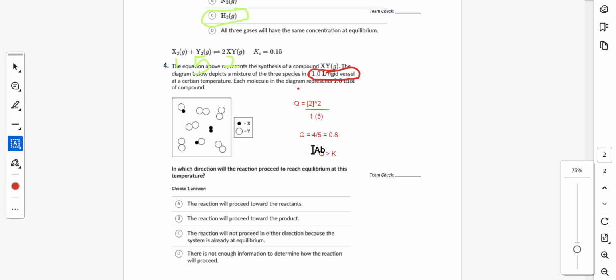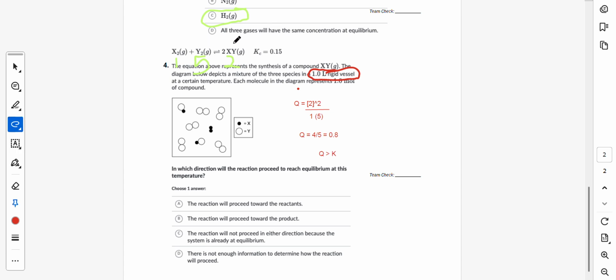Zooming out a little bit. And if we shift to the left and we go this direction, in which direction will the reaction proceed to reach equilibrium? The reaction will proceed towards the reactants, towards the product, the reaction will not proceed in any direction, or there is not enough information. We know, because we did the calculation and Q is greater than K, it's going to go to the left. You guys just confirmed that.